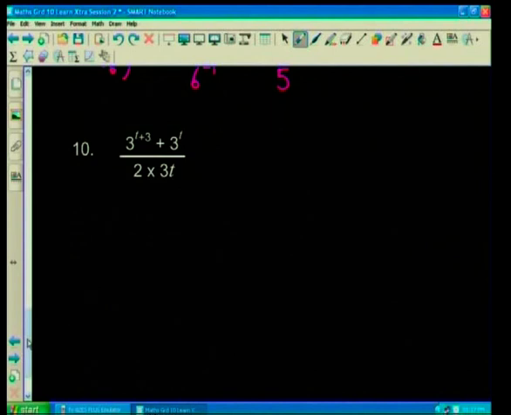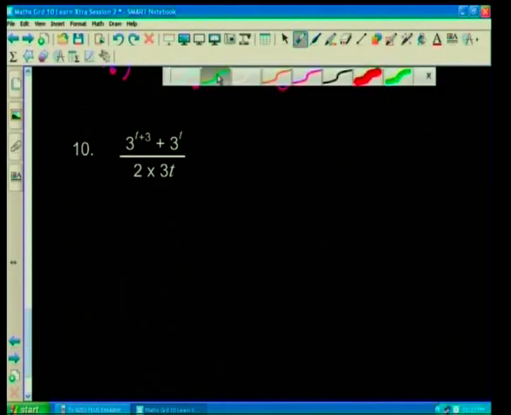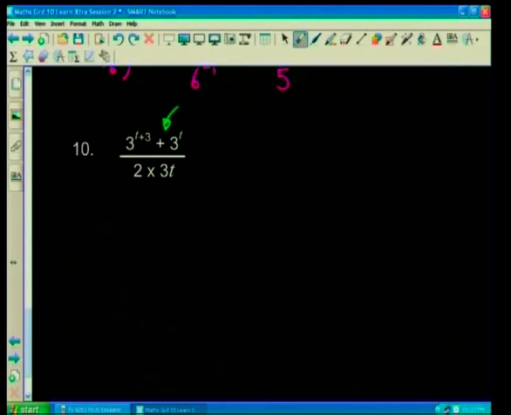Question 10. Now, question 10 should immediately be ringing warning bells. Why? Because we have two terms. How do I know we have two terms? We have a plus in the middle. So we have 3 to the power of t plus 3 plus 3 to the power of t. What a plus or a minus means is that we're going to factorize. Remember? Factorize.